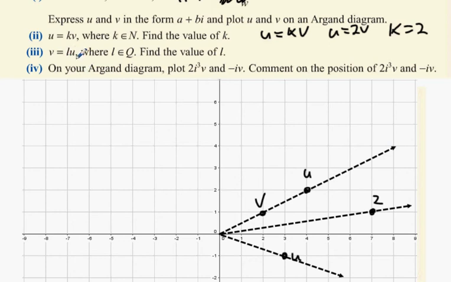V equals L times U. What size is V in comparison to U? Is it twice its size or half its size? Half its size. So therefore, V equals a half of U. L equals a half. On your Argand diagram, plot 2i cubed V and minus iV. Comment on the position of both of them.